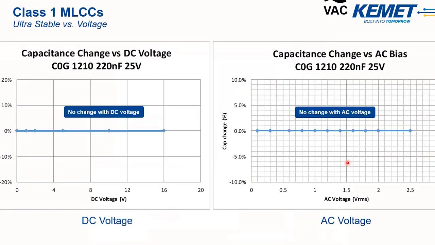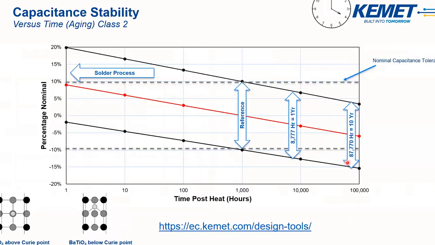So it's important to note that class 1 MLCCs are ultra stable over both DC and AC voltages, so no change in capacitance. And this is what makes them ideal for applications such as resonant power converters and wireless power transfer circuits. So capacitance can also change over time, which is called aging, and it's another factor that needs to be considered with class 2 or 3 MLCCs.